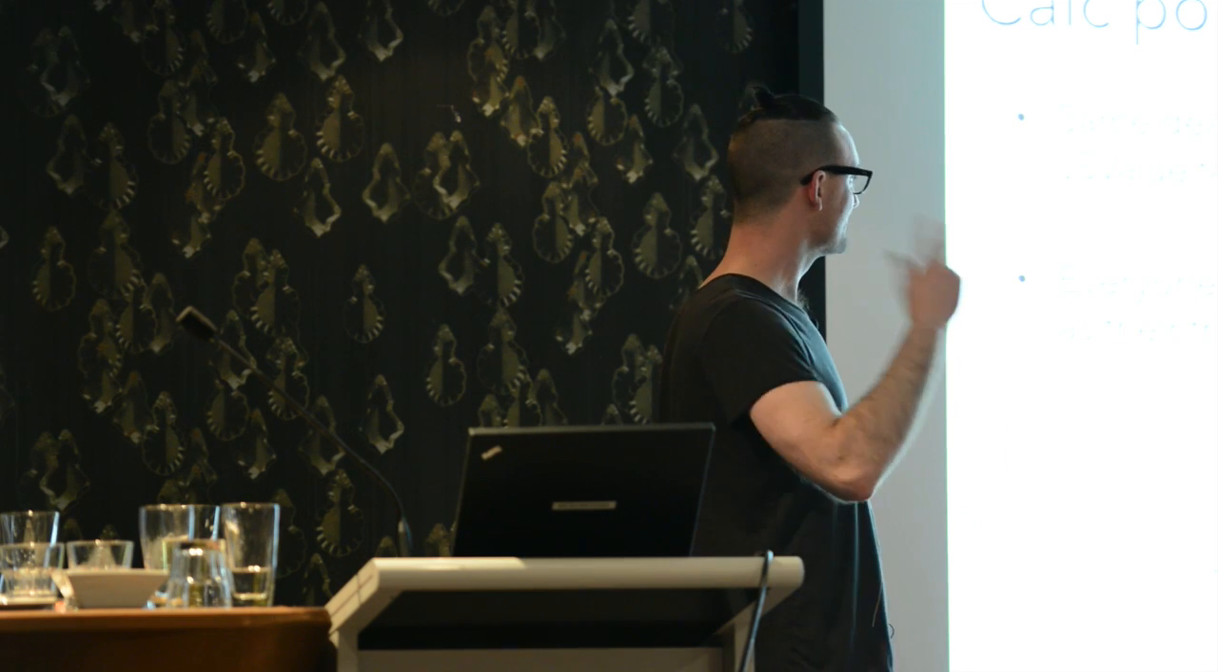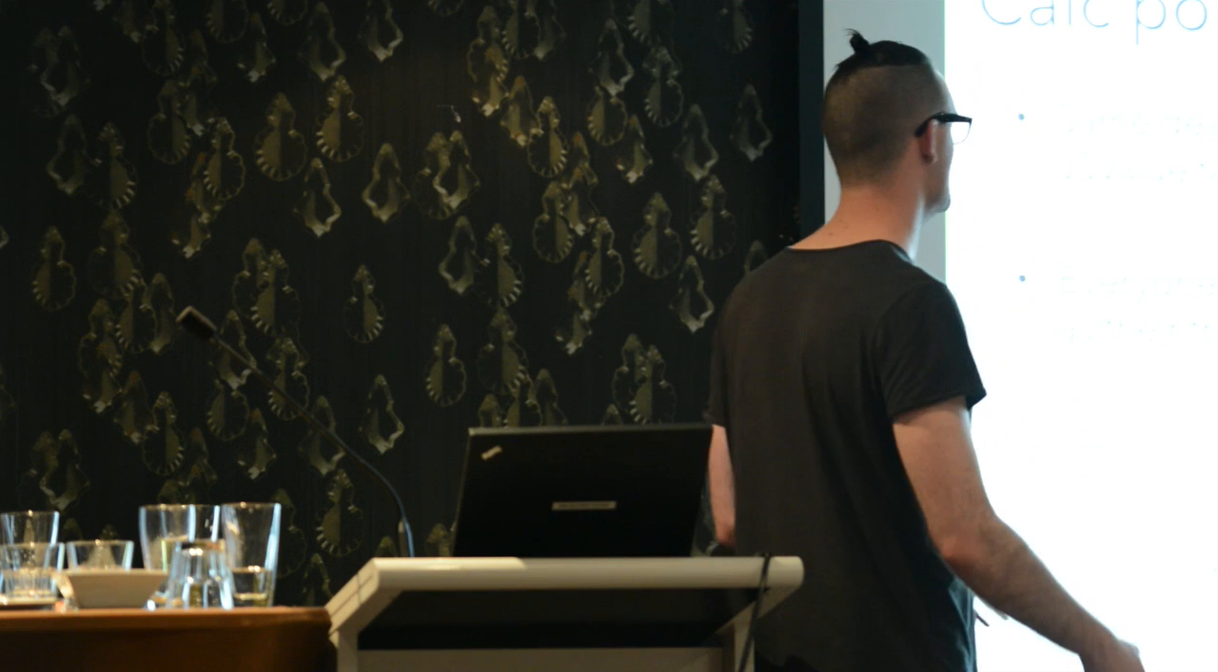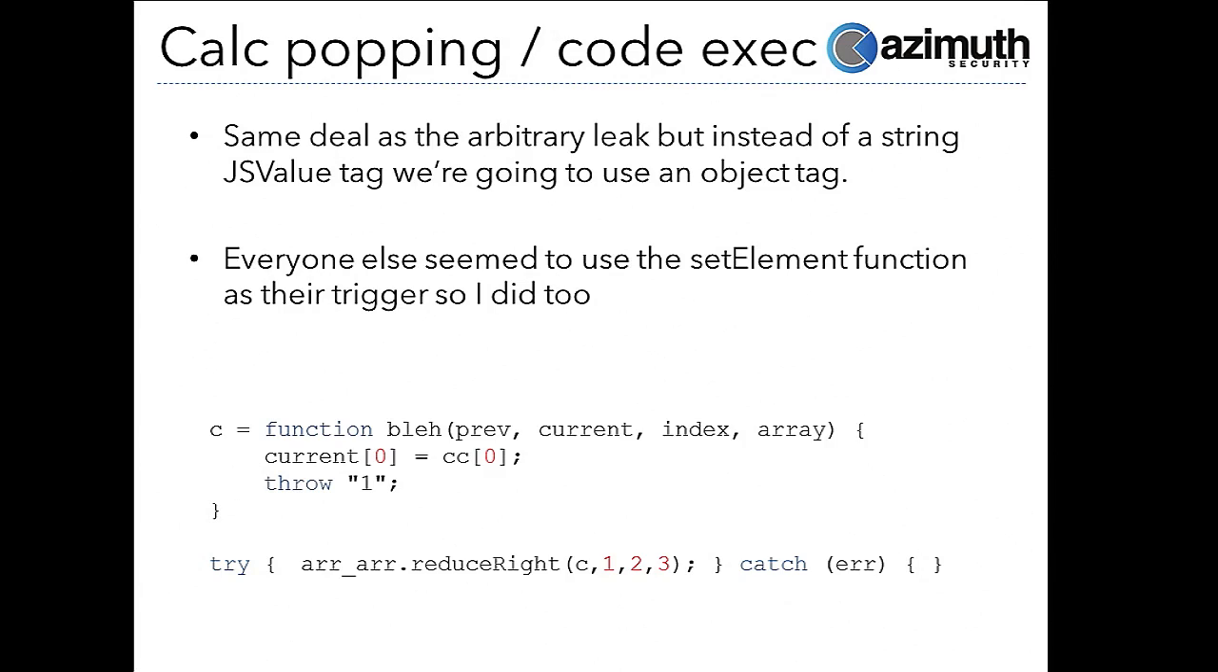So, pop calcs, same deal, but instead of making a string to go and point somewhere else, you make a fake object. And everyone else's exploits used the set element function, which is called whenever you get an object, which is actually our fake value, and it's been set to something. So this is the trigger part of my exploit.